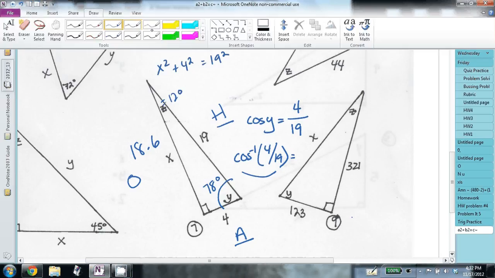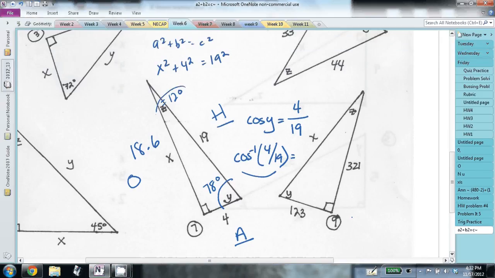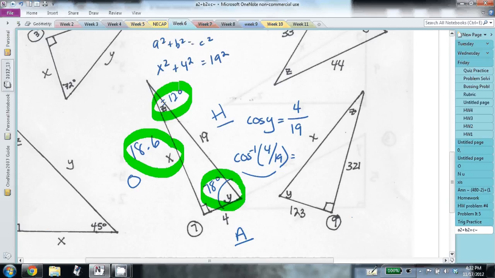These are the three answers. Z is 12 degrees, x is 18.6, and y is 78 degrees.